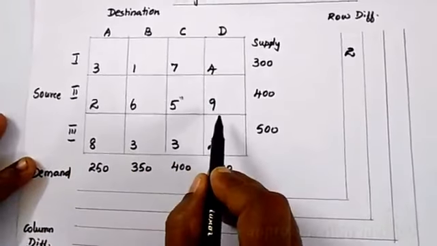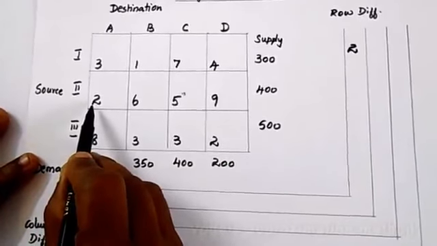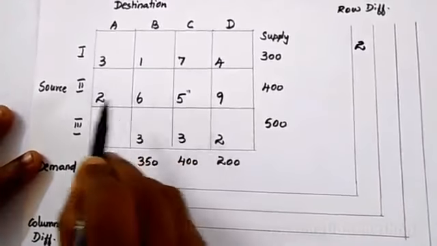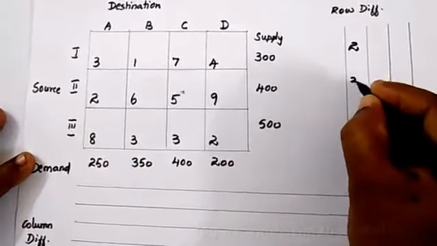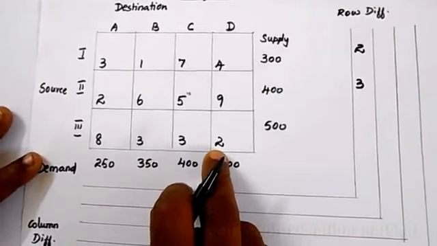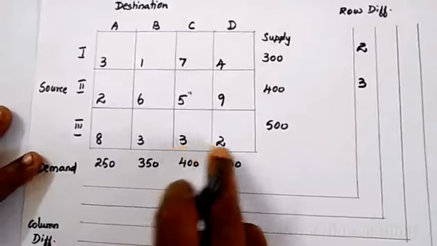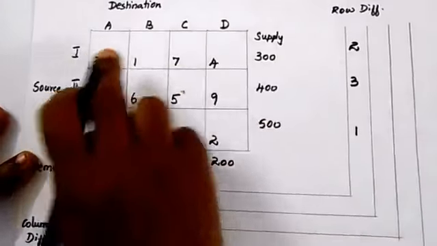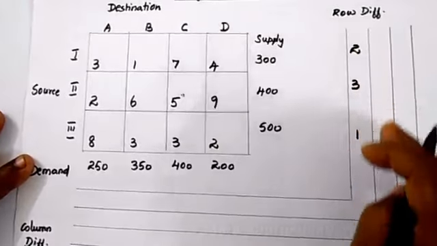In the second row, 2 is the least value. Next value 5. What is the difference between these two values? 3. In the third row, 2 is the least value. Next least value, 3. What is the difference between these two values? 1. Now, these are the row differences.